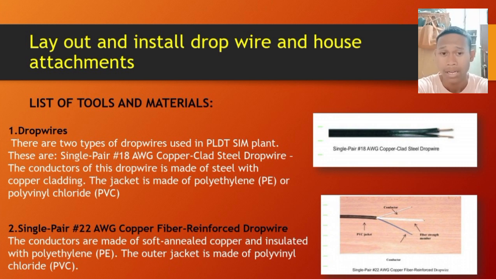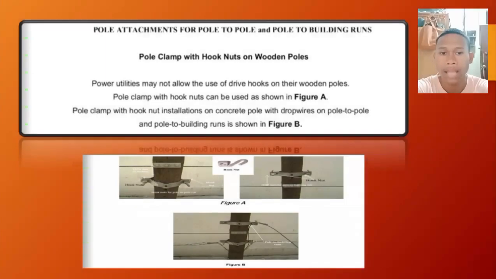Fiber-reinforced drop wire. The conductors are made of soft annealed copper and insulated with polyethylene. The outer jacket is made of polyvinyl chloride. Next is the pull clamp with hook nuts on wooden poles.